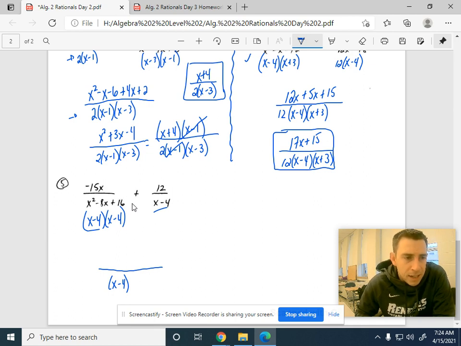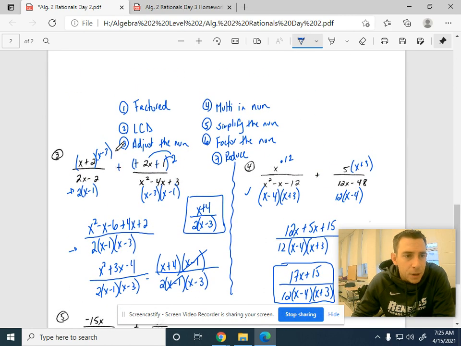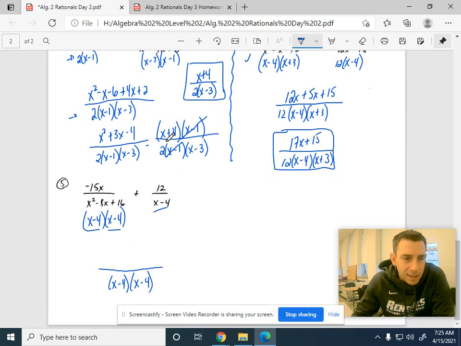All right, well, this one's got 2 x minus 4s. So I need to have 2 x minus 4s down in the bottom. And that's it as far as the least common denominator. Now, again, my third step, when I talk about adjusting the numerator, think of this idea as what's missing when you compare the denominators of each fraction. Well, nothing's missing here. Like this denominator is that. So we don't have to multiply negative 15x by anything.